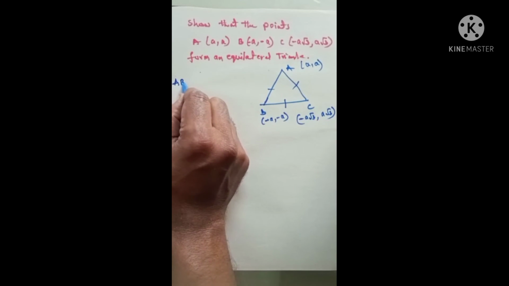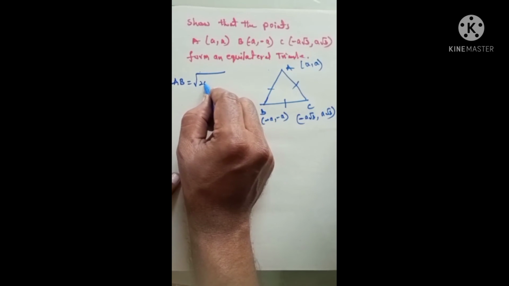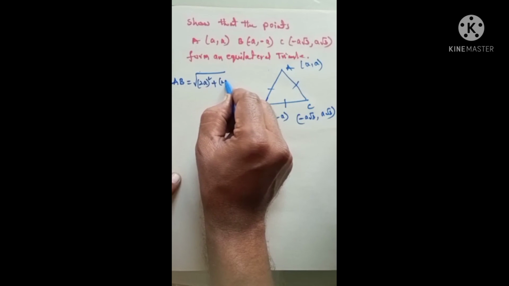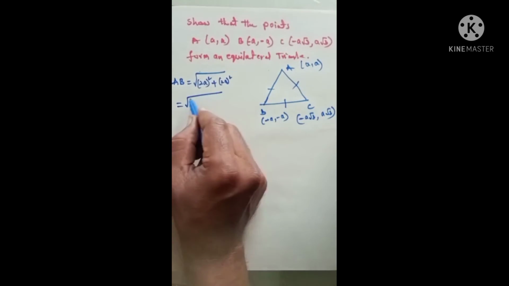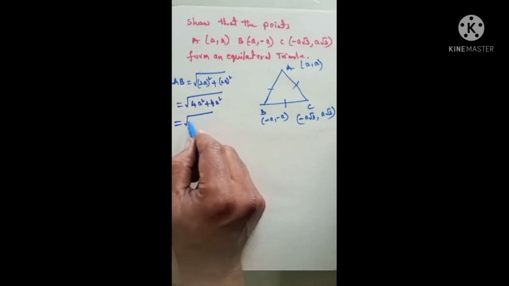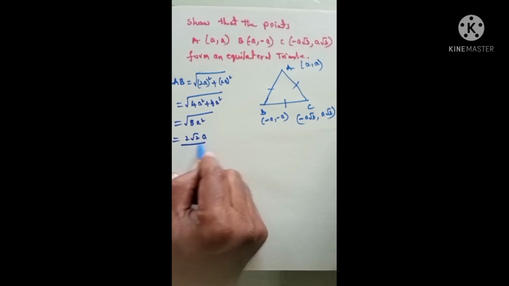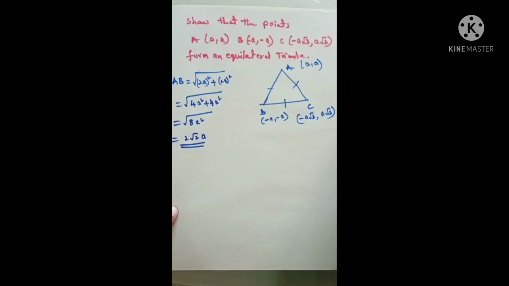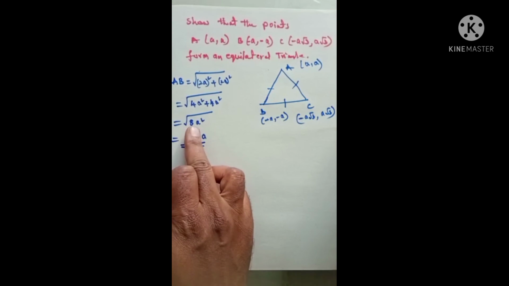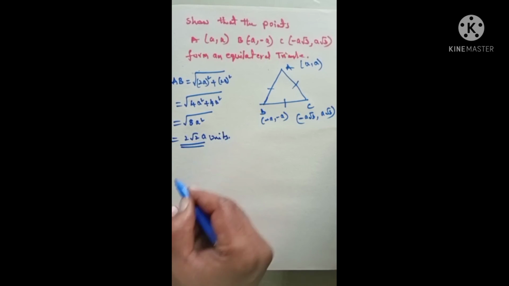First you find AB by using the distance formula. A minus of minus a means 2a whole square, and a minus of minus a again 2a whole square. So you will get 4a square plus 4a square. So this is under root of 8a square. So you can write 2 root 2a. By using 8, I can write 2 root 2, because 4 twos are 4 and the root value is 2, so root 2a units. This is AB.